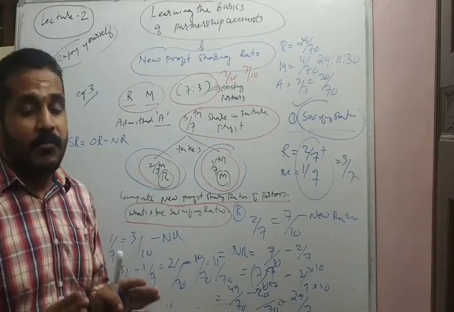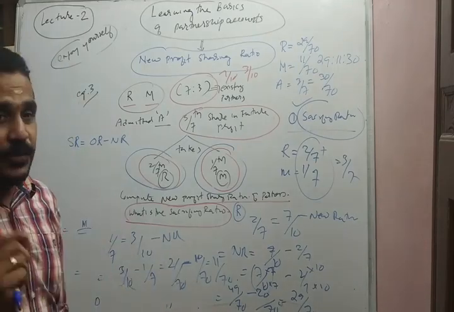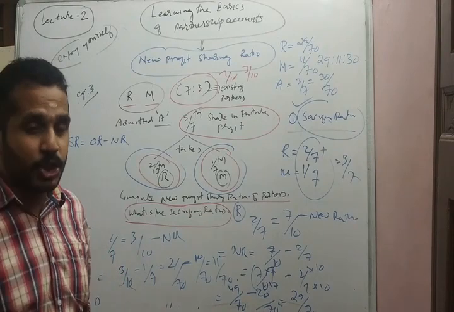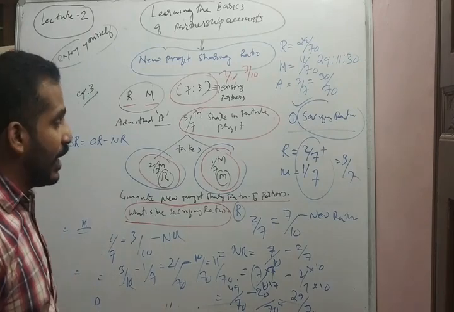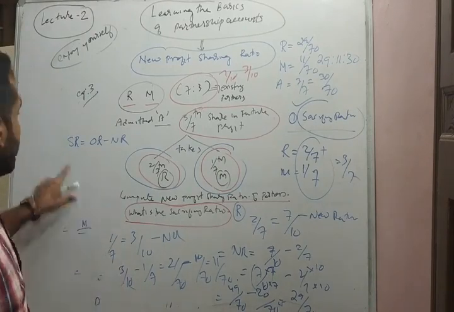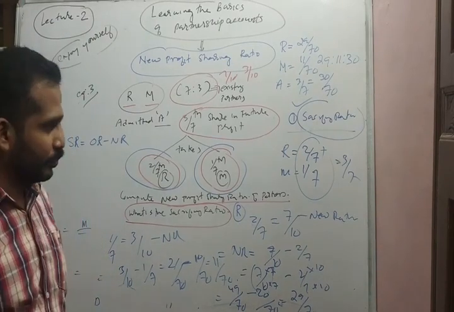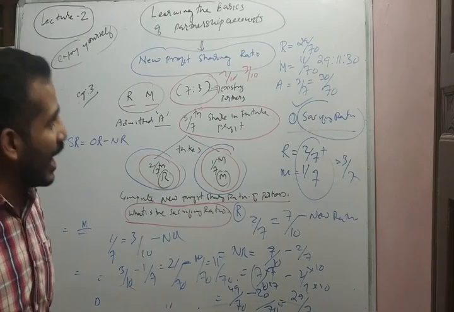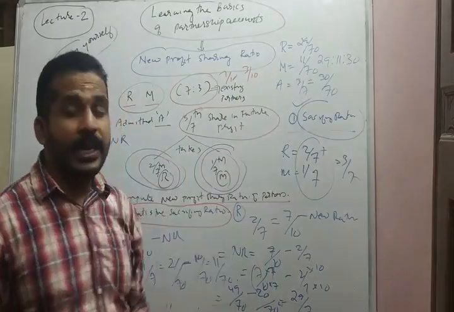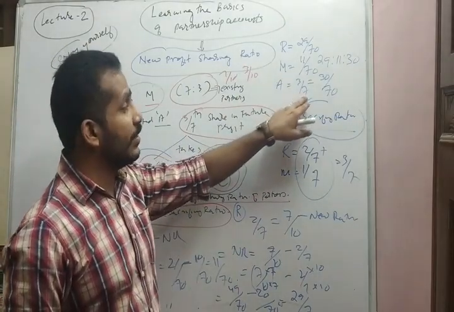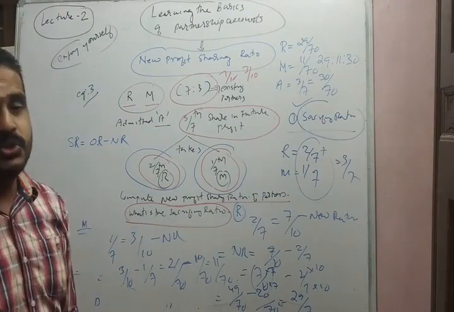Repeating once again for conceptual understanding, students please note down the important points. If the question specifies the sacrificing ratio, then it is easy to compute the new ratio of the existing partners. How will we arrive at it? Using the concept, sacrificing ratio is equal to old ratio minus new ratio. In this way, we have arrived at R's share as 29 by 70, M's share as 11 by 70, and A's share is already given in the question as 3 by 7, that is 30 by 70. So the new profit sharing ratio is 29 is to 11 is to 30.